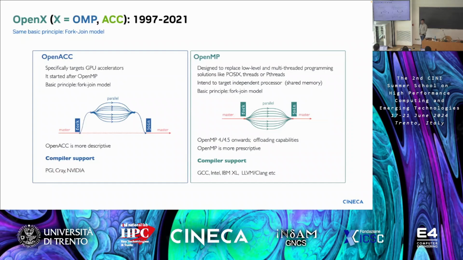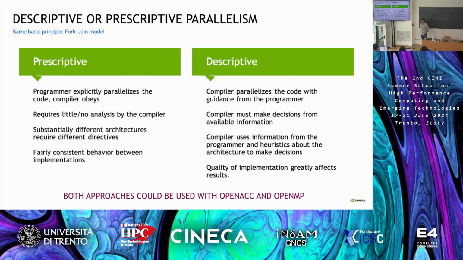Where they are similar, as I already said, is that they are both directive approaches. That means for both OpenACC and OpenMP, you are hinting to the compiler to do something. They should follow more or less the same ideology, the fork and join model. I already talked about that for OpenMP, but for OpenACC, it means you're migrating tasks to different hardware. The main difference is prescriptive versus descriptive.